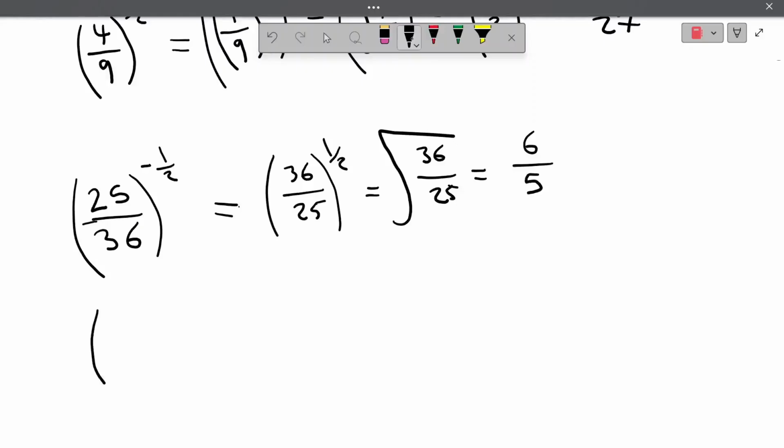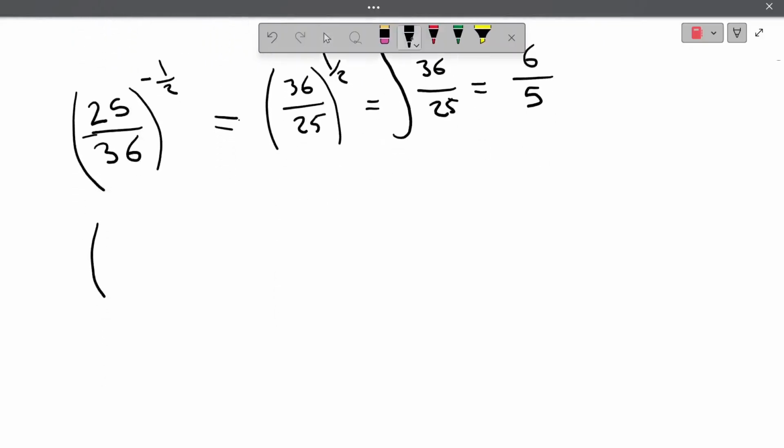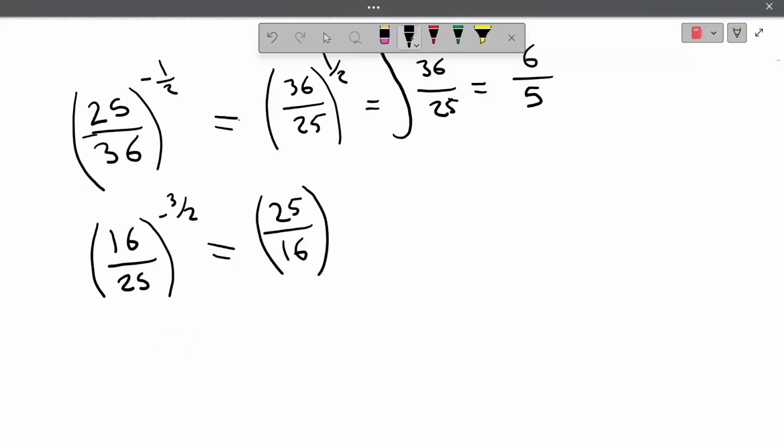So let's go for 16/25 to the power of minus 3/2. So when we have 16/25 to the power of minus 3/2, the first thing I do is I deal with that negative. So what the negative power does is it flips the fraction. So we have 25/16 to the power of 3/2.